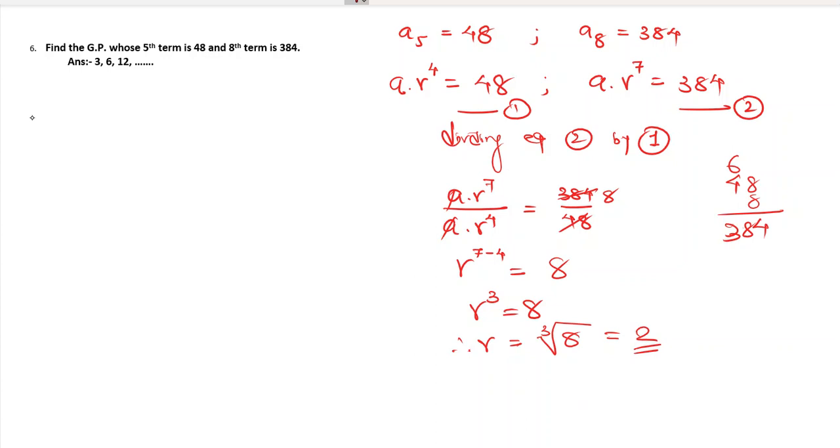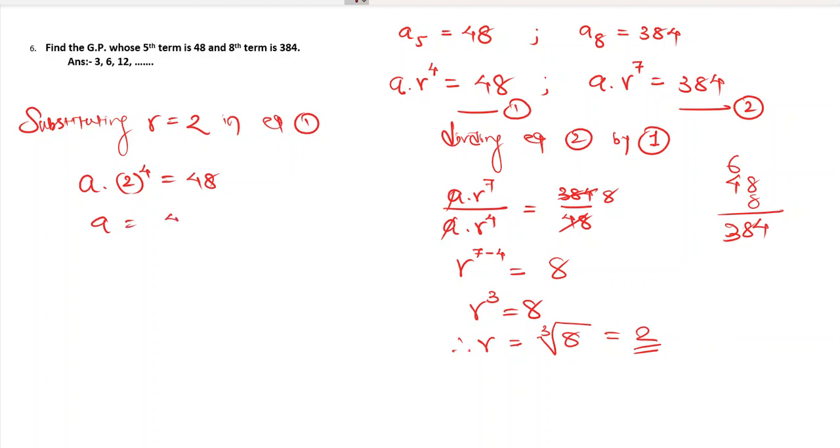Now what? Now substituting r is equal to 2 in equation 1. So a into 2 raised to 4 is equal to 48. So a is equal to 48 upon 16. So a is 3. The first term is 3. Now since we have got the first term, we can find the GP.